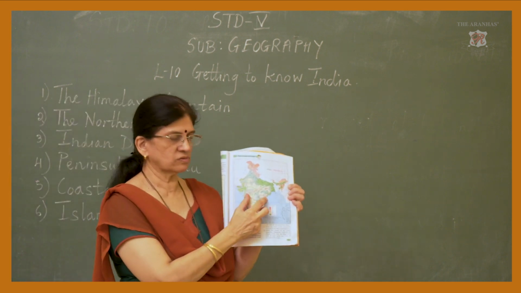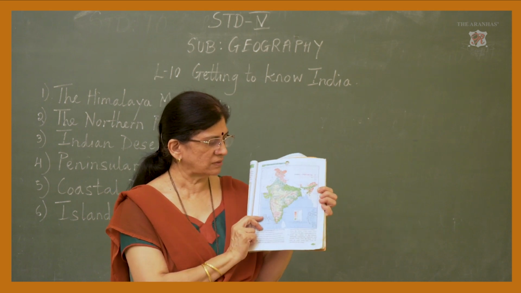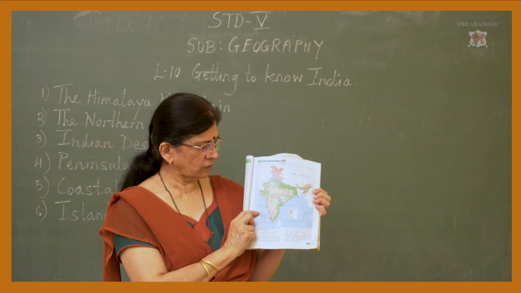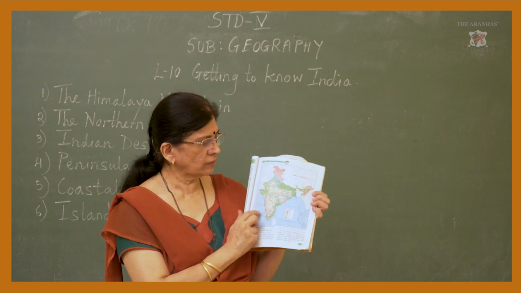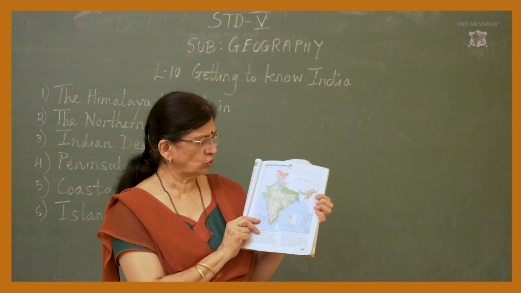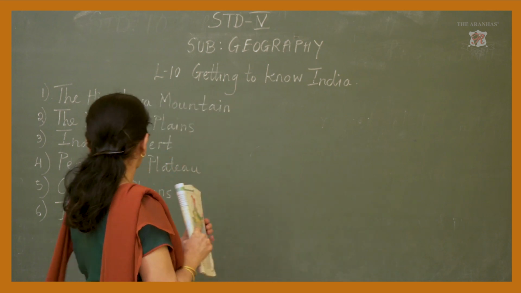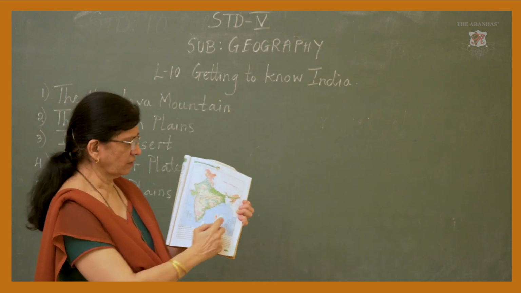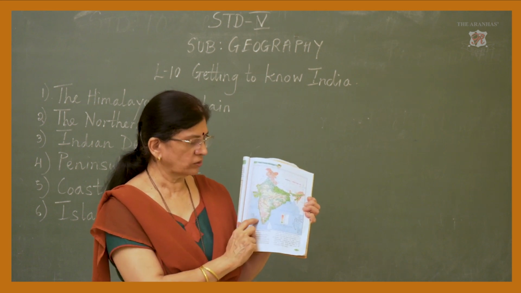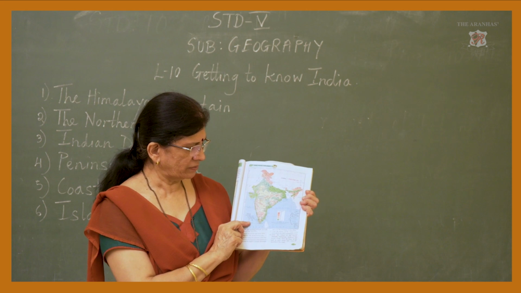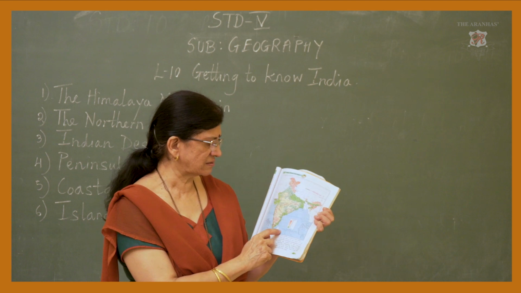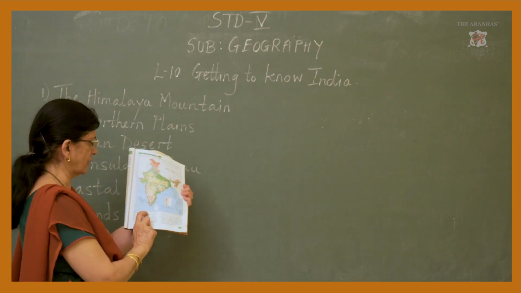Then this triangular part which tapers down is the peninsula. It is surrounded by the Arabian Sea in the west, the Bay of Bengal in the east, and below is the Indian Ocean. Then we have the coastal plains. The land along the coast is the coastal plains. We have the Malabar coast here and the Coromandel coast in the east. After that we have the islands.